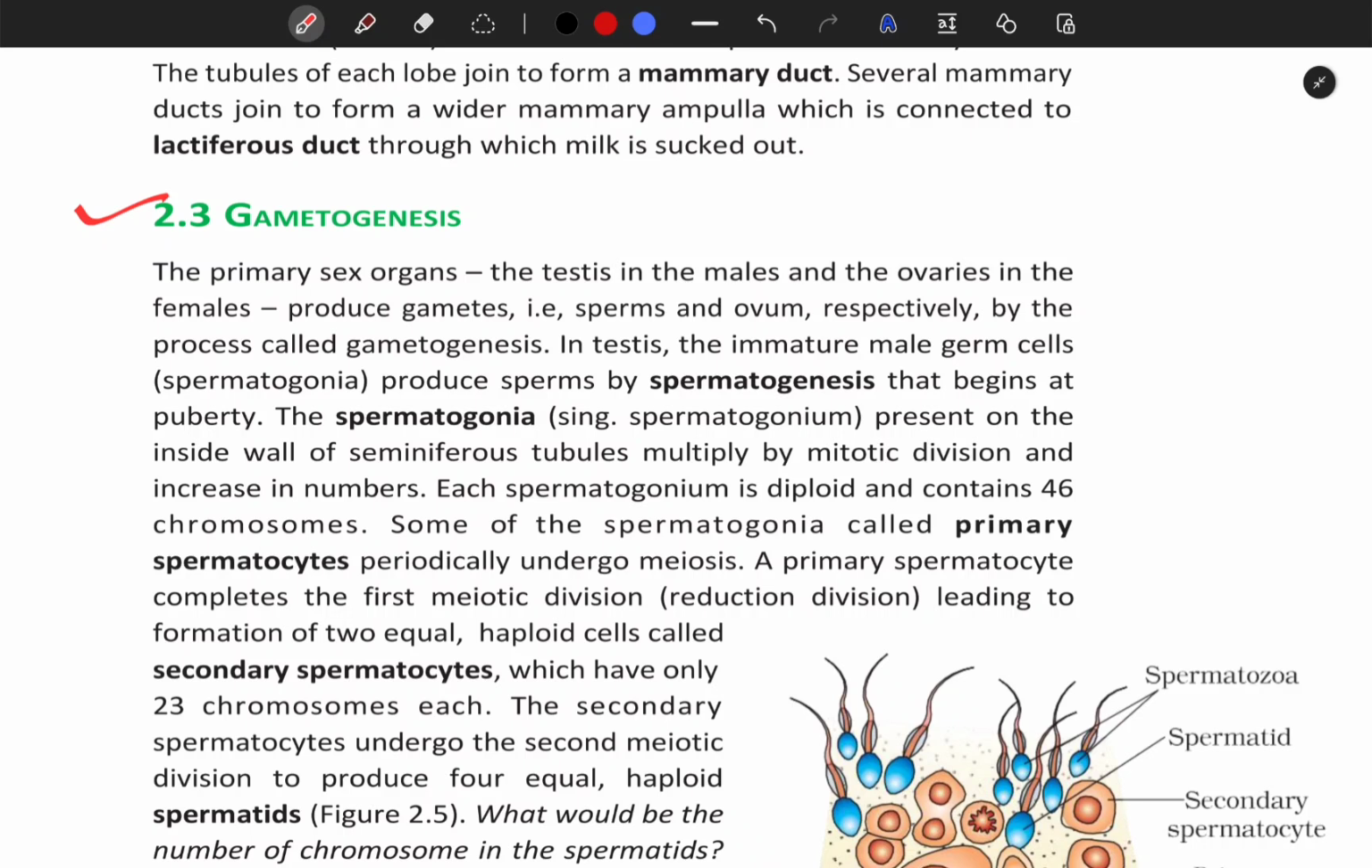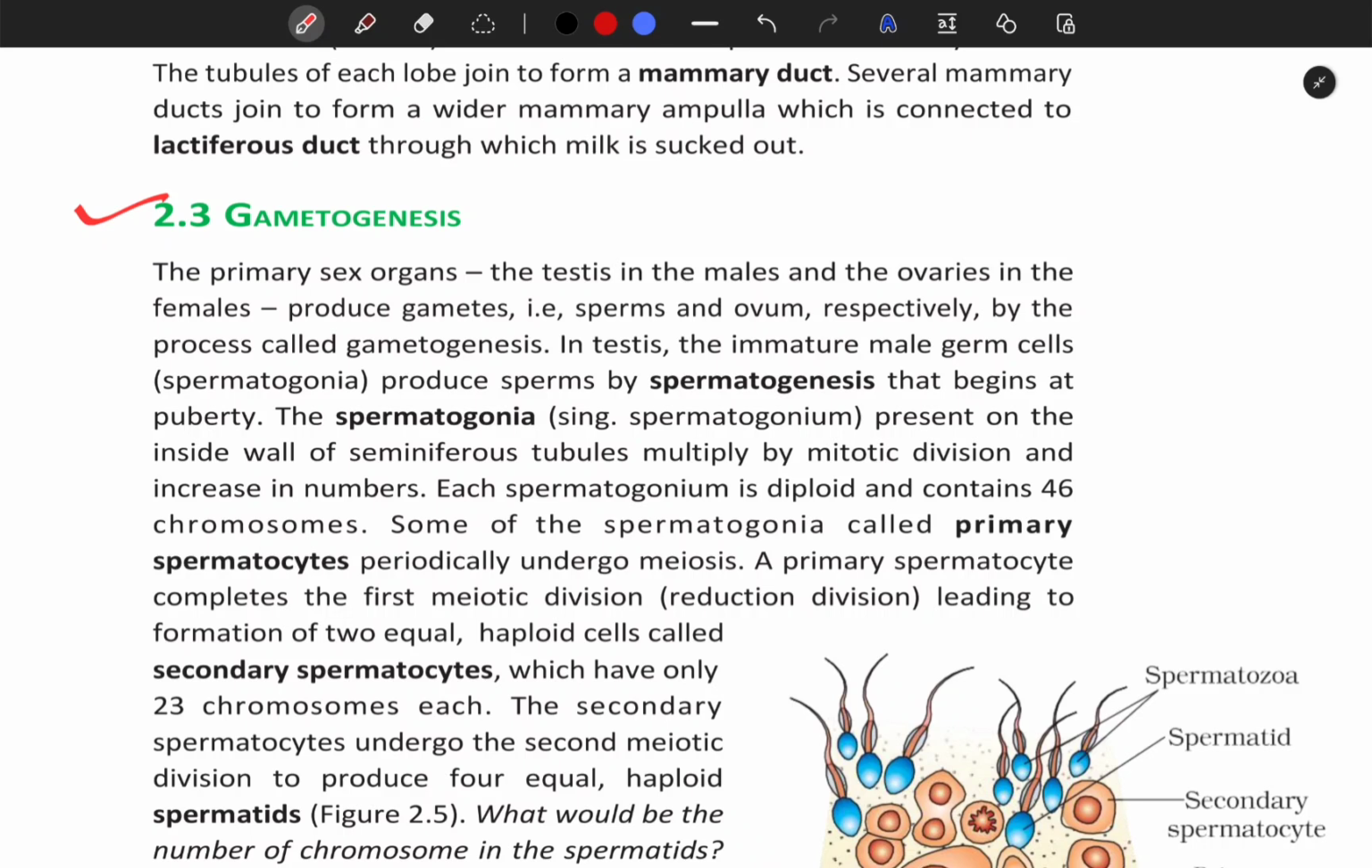2.3 Gametogenesis. The primary sex organs, the testes in the males and the ovaries in the females, produce gametes, that is sperms and ovum respectively, by the process called gametogenesis. In testes, the immature male germ cells, that is spermatogonia, produce sperms by spermatogenesis that begins at the puberty. The spermatogonia present on the inside wall of seminiferous tubules multiply by mitotic division and increase in numbers.